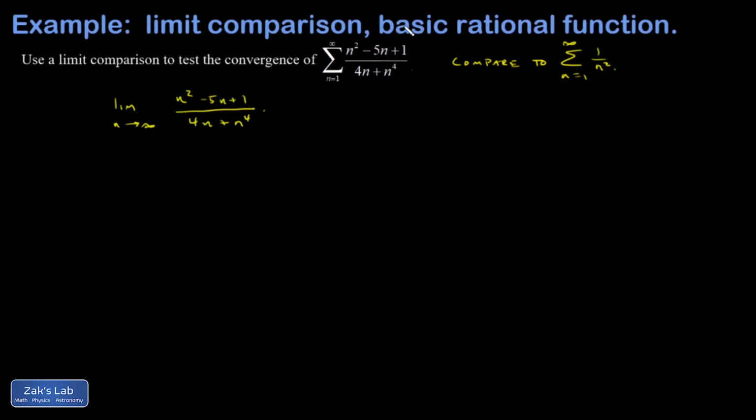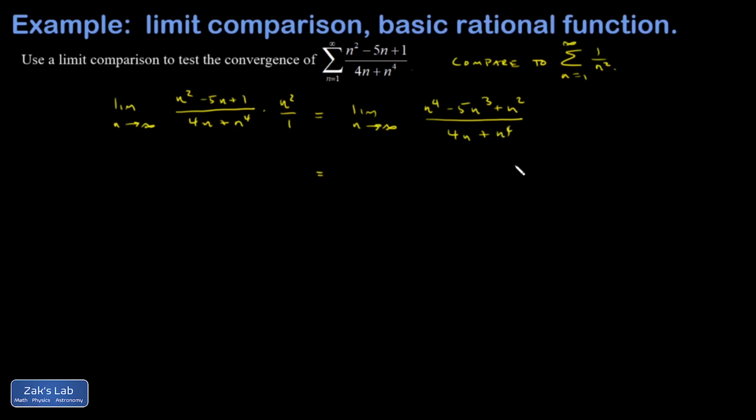All right, we take the terms of our series and we divide by the terms of the series we're comparing to. That means multiply by the reciprocal. And if I go ahead and distribute that throughout this rational expression, it would look like n to the fourth minus 5n cubed plus n squared over 4n plus n to the fourth.